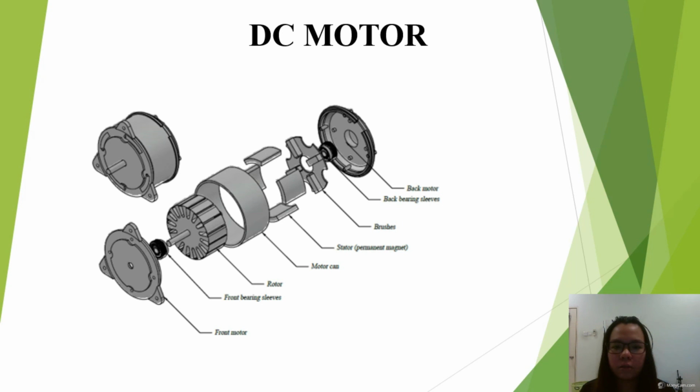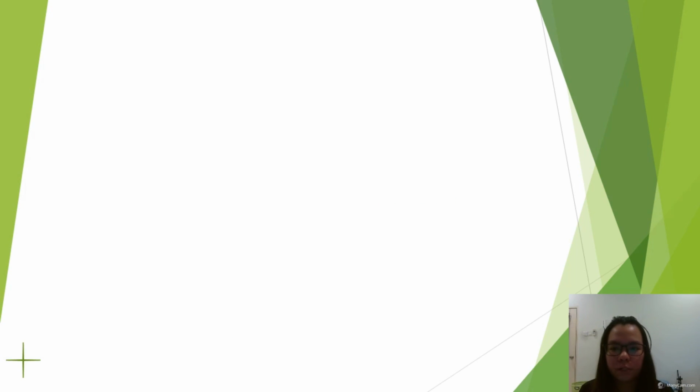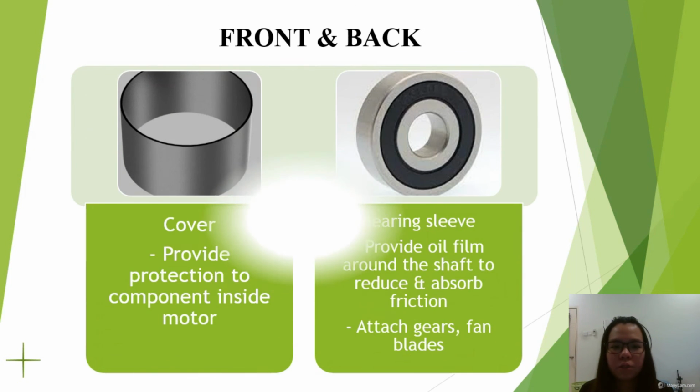So we categorize this execution part into 3 categories, which are the front category, the middle category, and the back category. As you can see, the front and back actually have the same parts, which are the motor can and the bearing sleeve. So the first thing that I'm going to explain is the front and back part, which I mentioned just now.